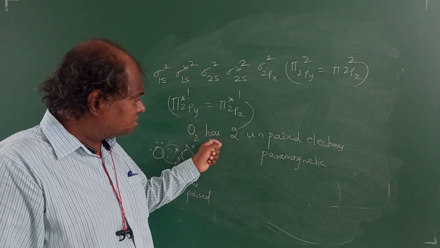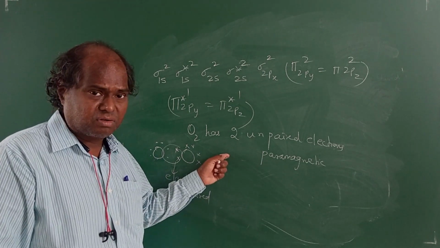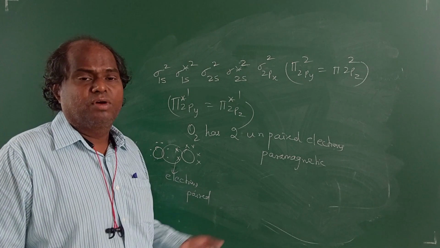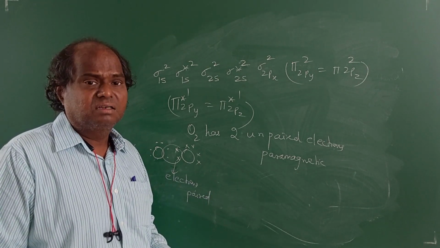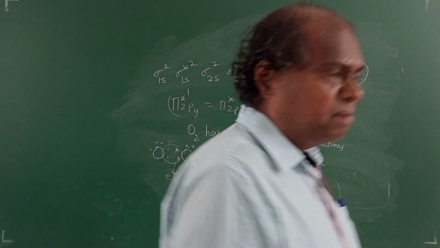Whereas molecular orbital theory proves that oxygen has got unpaired electrons. And experiment also shows unpaired electrons. If you do the experiment, you find out oxygen has got unpaired electrons. Clear? So that means this is the greatest success of molecular orbital theory. Very big success.